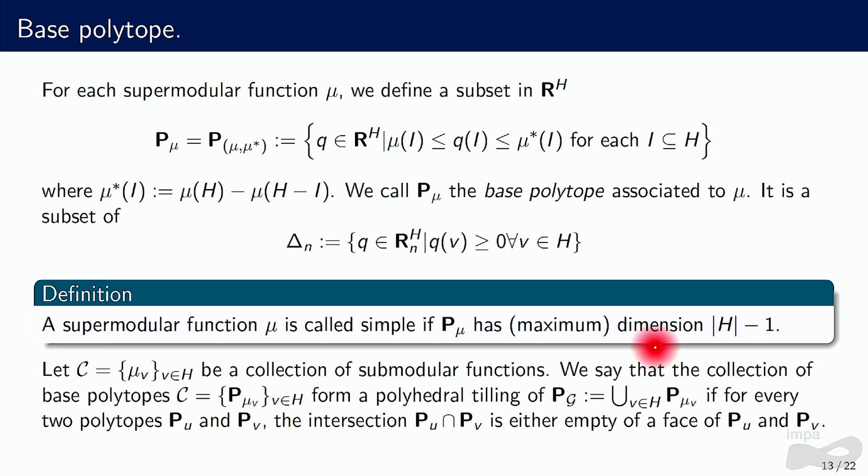And we have this definition of polyhedral tiling, which means that a set of polytopes is a polyhedral tiling if the intersection is either empty or a face of both of the polytopes that we are intersecting.